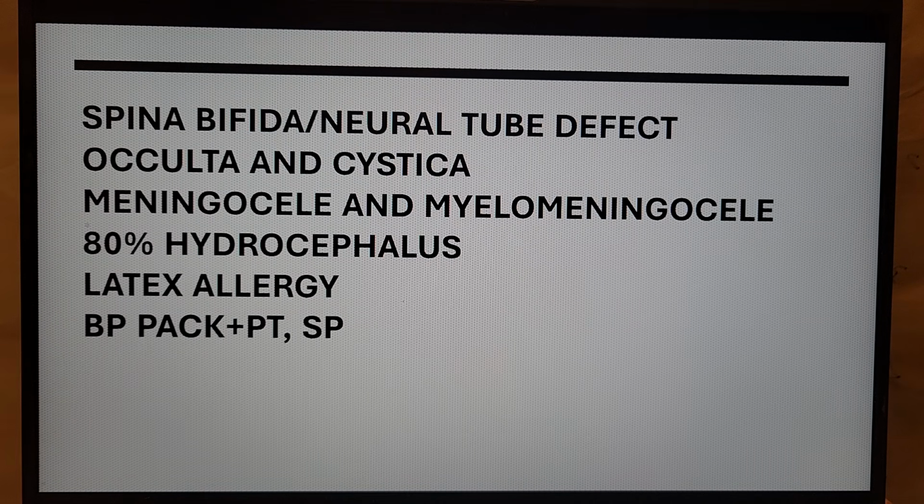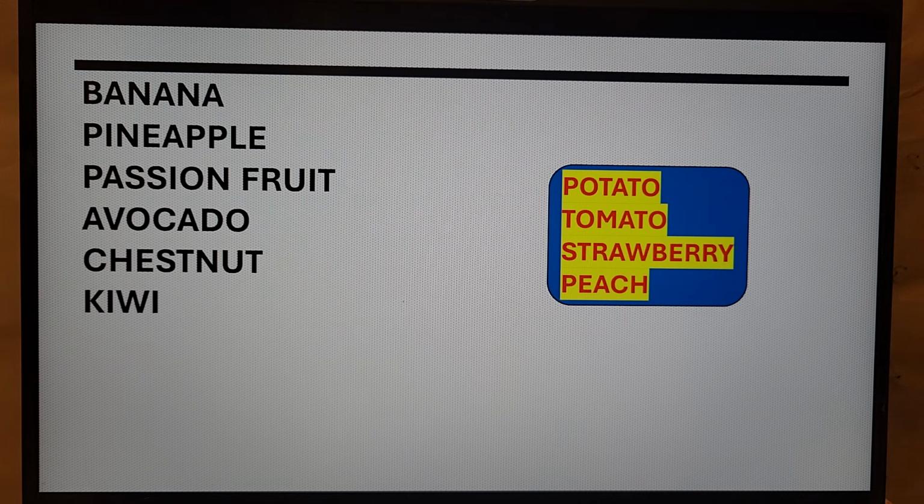And people that are allergic to latex, they are usually also allergic to fruit. And the mnemonic to remember easily is BP pack, right? BP pack, let me show you: banana, pineapple, passion fruit, avocado, chestnut, and kiwi. People that are allergic to latex, they are also allergic to this. Also potato, tomato, strawberry, and peach. BP pack.